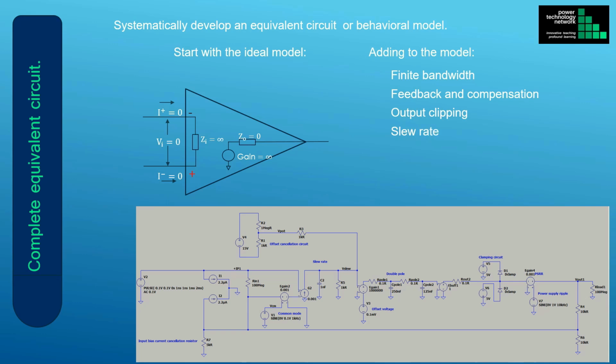We also add slew rate to the output, which means we limit the rate at which the output voltage can change. We add input offset and input bias current to our model, to model the op-amp more accurately. Then we introduce common mode rejection to our model. Finally, we add power supply rejection to the model. And in the end, we have a model like the one shown in this schematic.